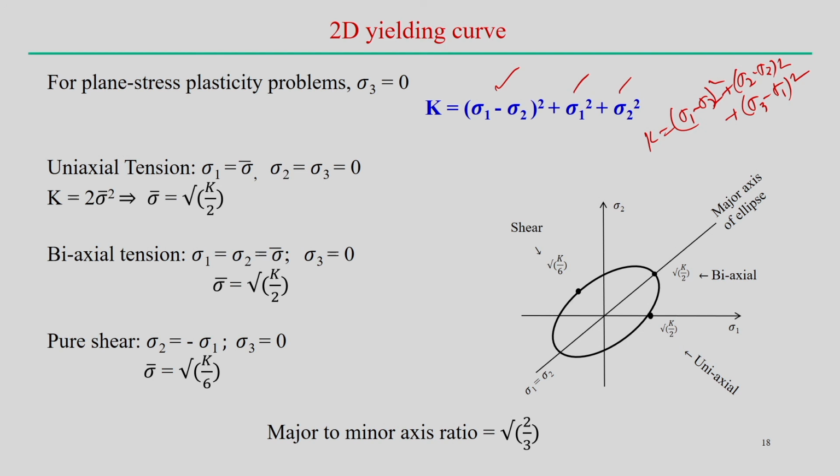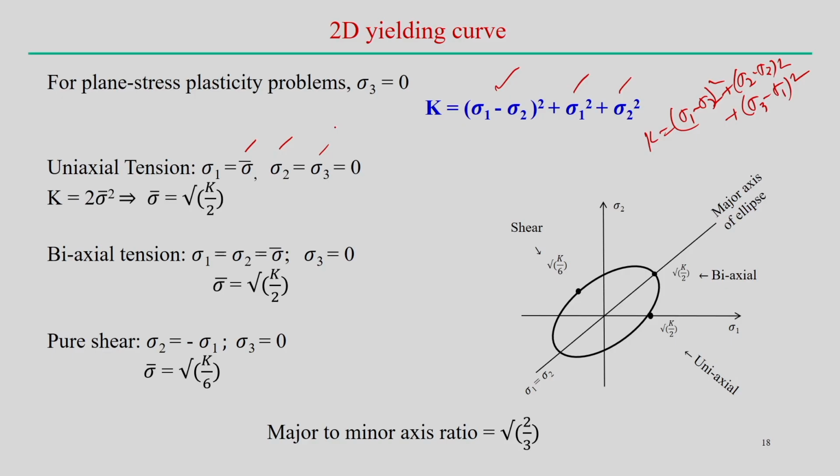Now, in the two dimensional problem, if we apply uniaxial tensile testing, it indicates that sigma 1 equals sigma bar. Sigma bar is the yield point for uniaxial tensile testing, the yield stress value of a particular material. That means the only principal stress is sigma 1, equal to the yield stress sigma bar, while sigma 2 and sigma 3 equal 0. If we put this value in this expression, we reach k equal to 2 sigma bar squared, or otherwise sigma bar equal to root over k by 2.